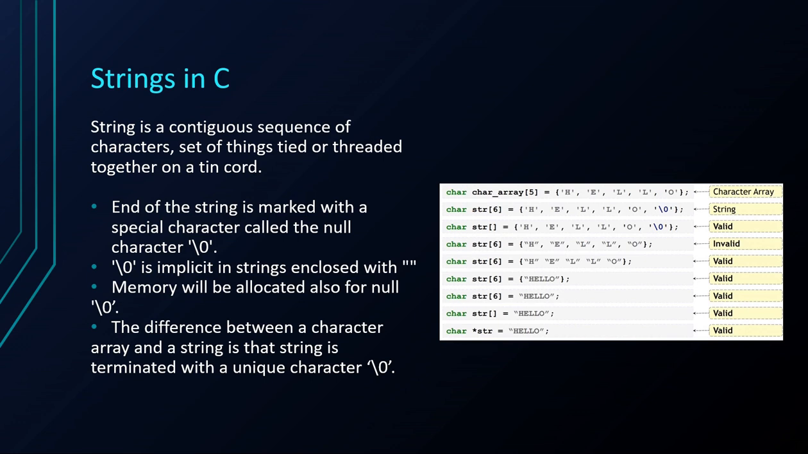Strings. A string is a continuous sequence of characters, a set of things tied or threaded together on a thin cord. The end of the string is marked with a special character called a NULL character. The NULL character is implicit in strings enclosed with double quotes. Memory will be allocated also for the NULL character. The difference between a character array and a string is that a string is terminated with a unique character.